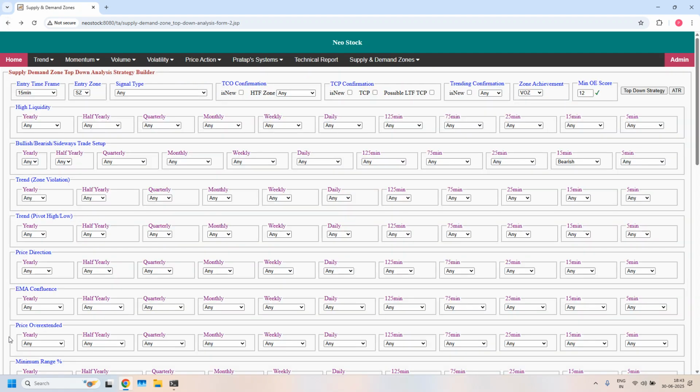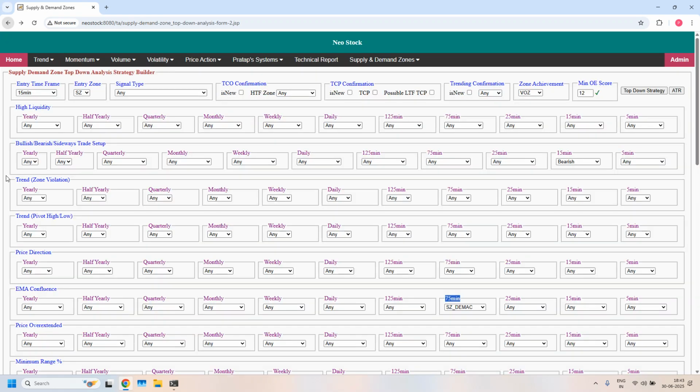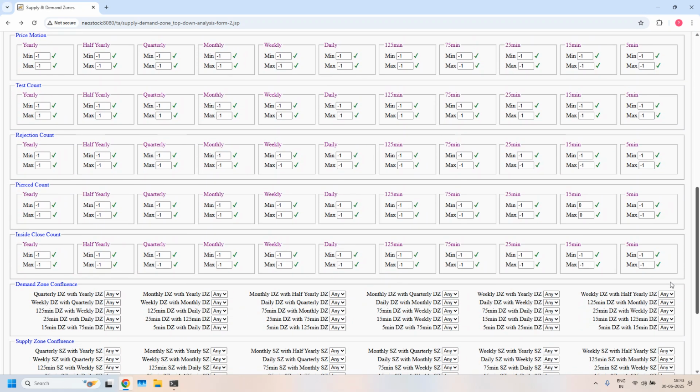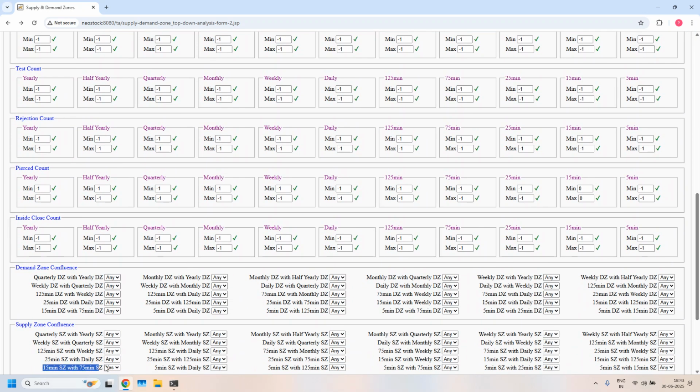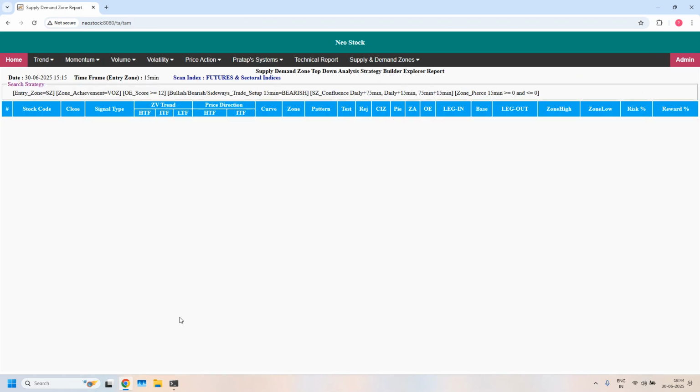Let's further verify if the 75 minutes supply zone has daily EMA confluence. 75 minutes supply zone with daily EMA. The stock is not having it. Okay, fine. Now let's verify whether it has HTF confluence or not. Removing EMA. For HTF confluence, 3 filters we have to set. First one is already enabled. Next 15 minutes and daily. 75 minutes and daily supply zone confluence with all the 3 zones. So it is not having HTF confluence.